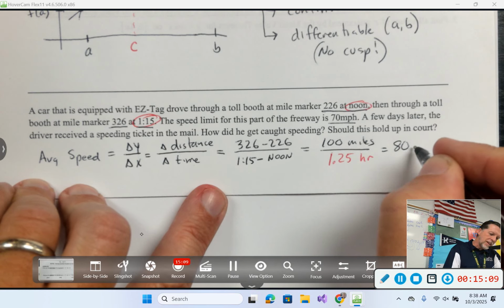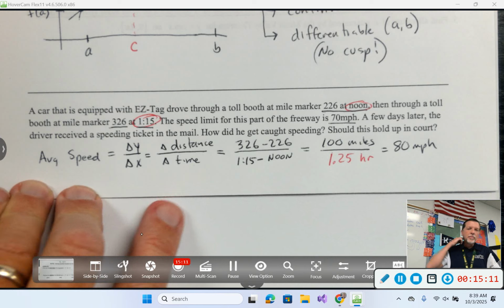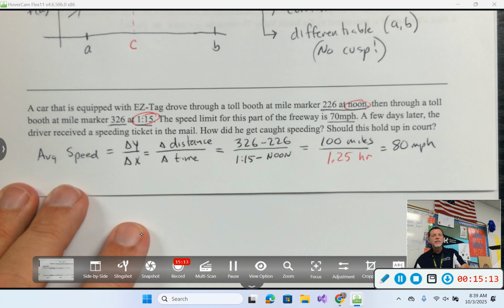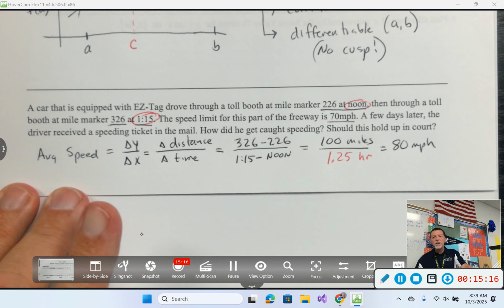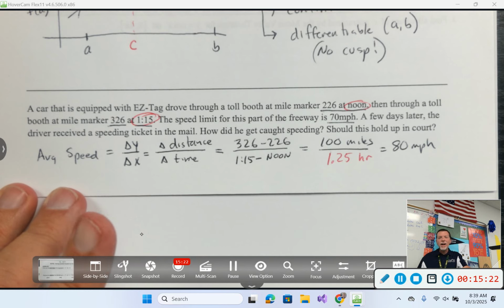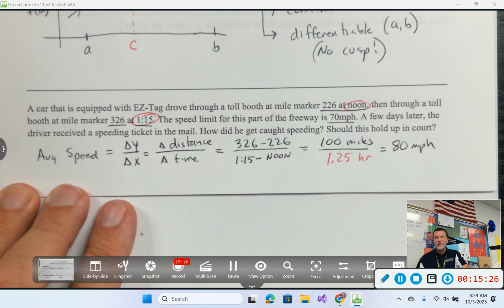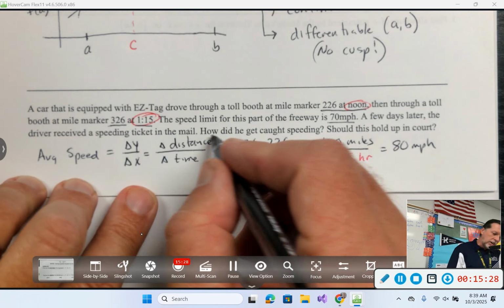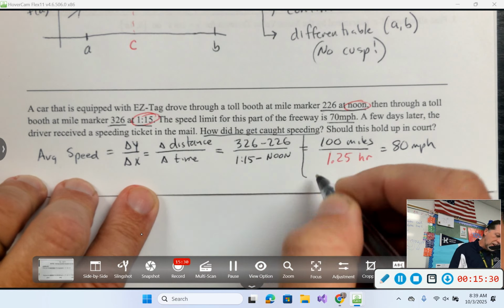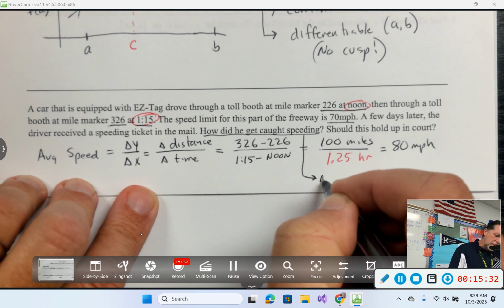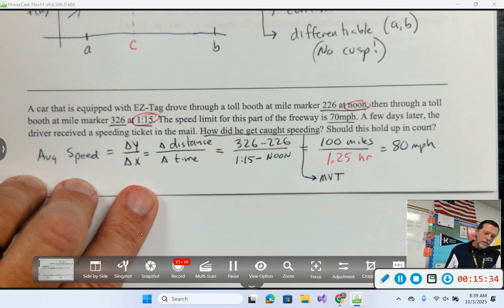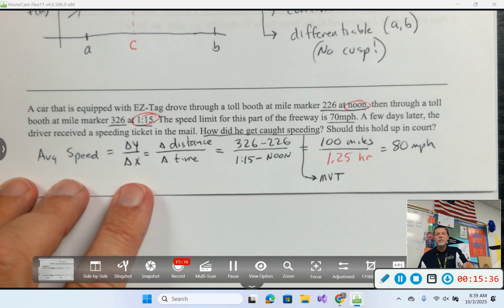You can trust me, that's 80 miles an hour. So that means his average speed was 80 miles an hour. That means somewhere, at least one spot in between those two toll booths, he was going 80 miles an hour. So how did he get caught speeding? Well, the county or whoever sent the speeding ticket knew the mean value theorem.